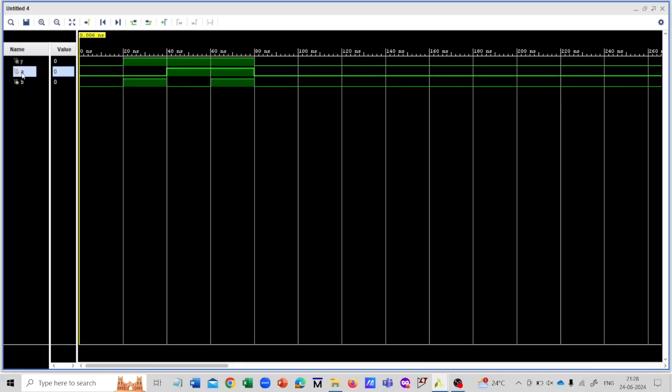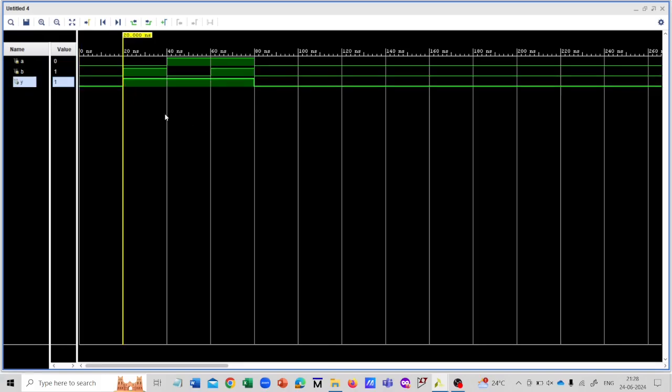Let me just pull up the inputs so that the output is shown at the bottommost trace. So the behavior is on expected lines. As you can see, the two inputs are A and B, and whenever either or both the inputs are high, the output is also logic high.